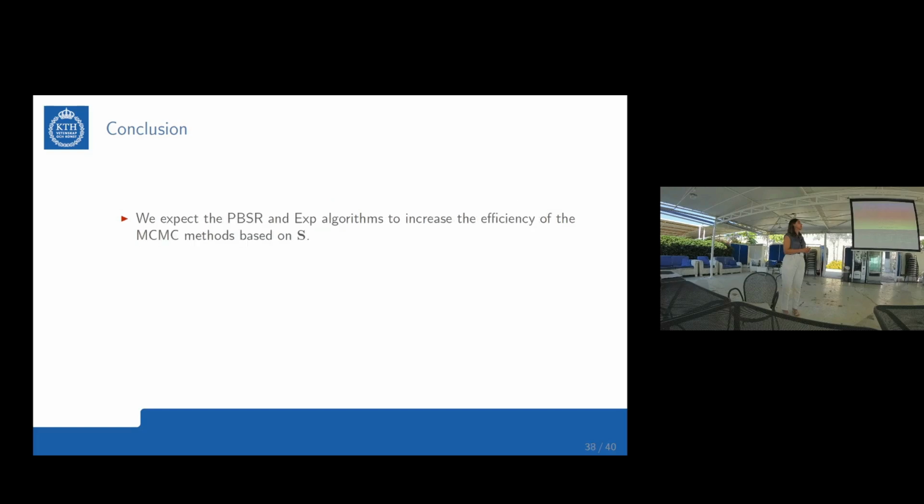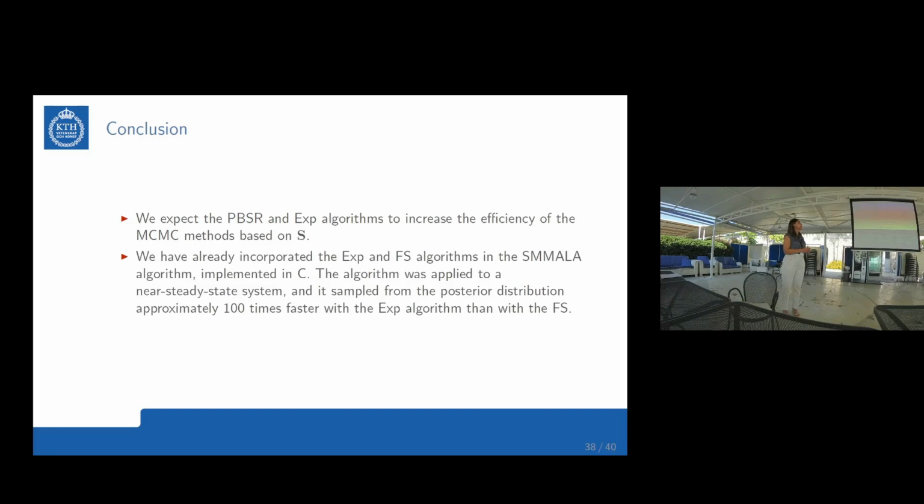Now we come back to the motivation of this talk, that is using the approximation of the sensitivity to perform the SMALA algorithm. And we implemented the exponential algorithm and the forward sensitivity algorithm in C, and we applied them to this SMALA algorithm for sampling from the posterior distribution. And the result was that we sampled from the posterior distribution approximately 100 times faster. So it means that instead of taking 100 days, we take only 1 day to perform the computations.